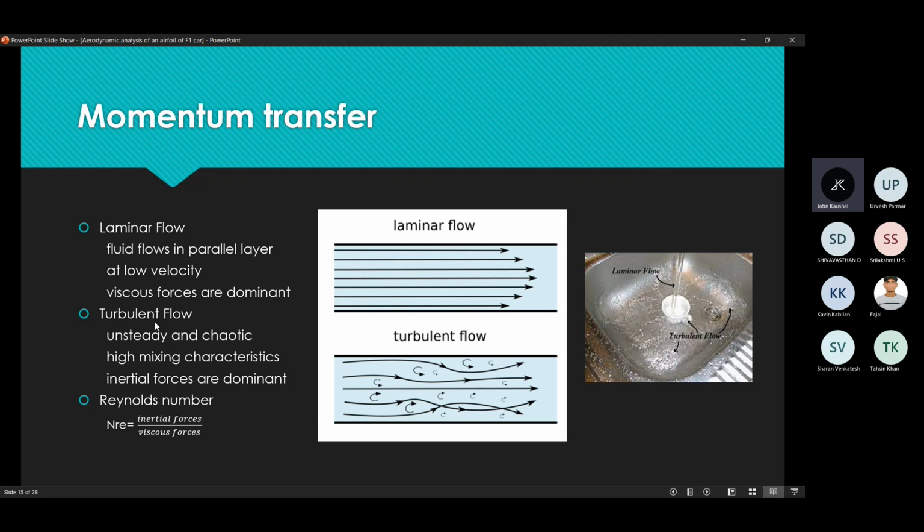And in turbulent flow, it is unsteady and chaotic with high mixing characteristics, because as the streamlines go chaotic, there is very good mixing. In laminar flow, there is no mixing. And in turbulent flow, inertial forces are dominant. And that's how we define the Reynolds number. Reynolds number is given by the ratio of inertial forces to viscous forces. That is also given by rho V D by nu, which you know from your class 11 or 12. So yeah, this is just a daily example of laminar flow and turbulent flow.